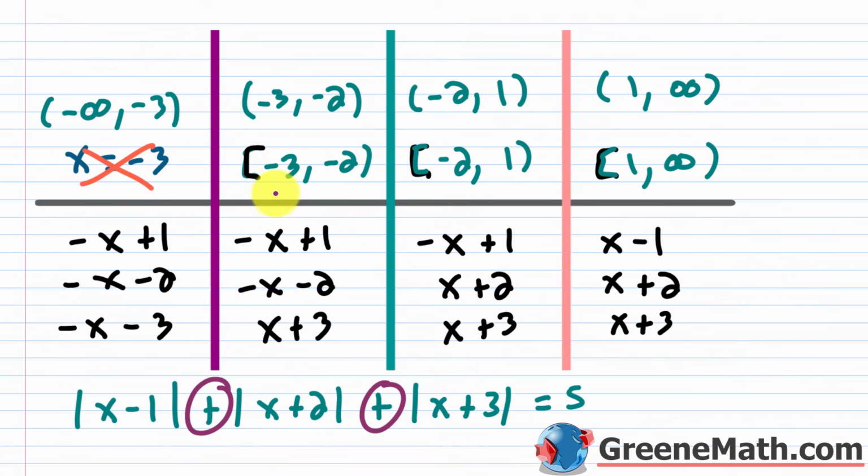So if you're using this one right here, let me write this up here maybe. So x equals negative 3. If you're using this right here, well, negative 3 is included, so you can accept this solution.